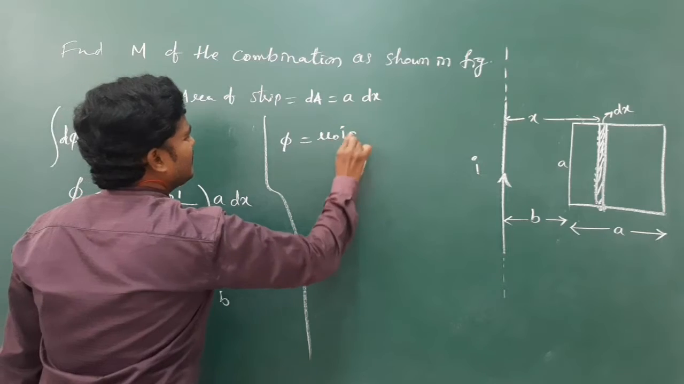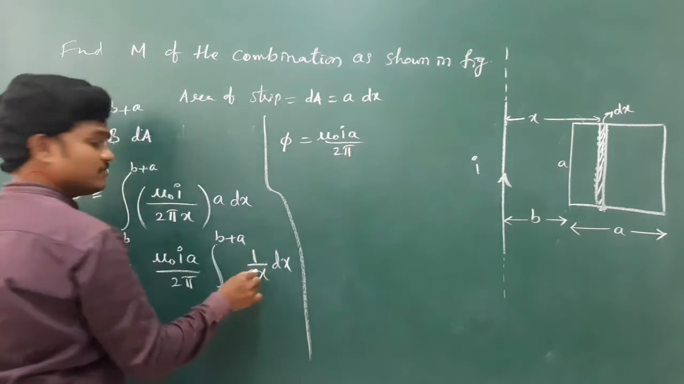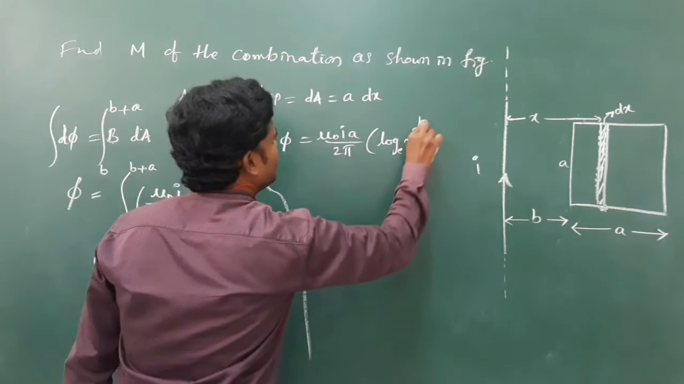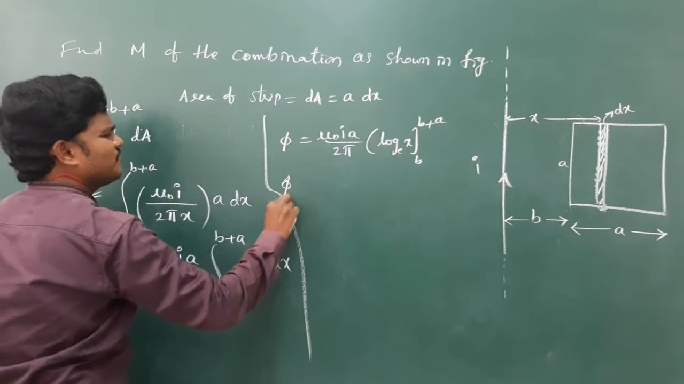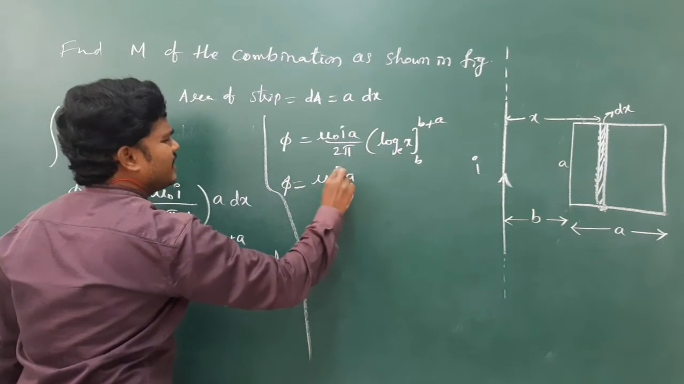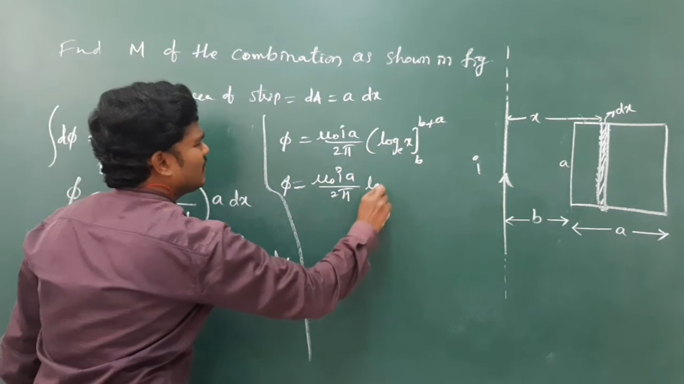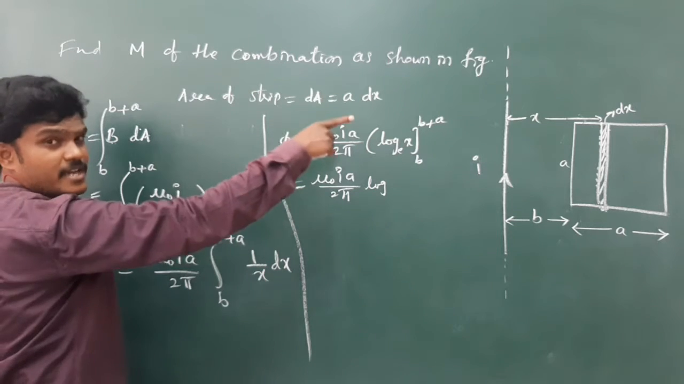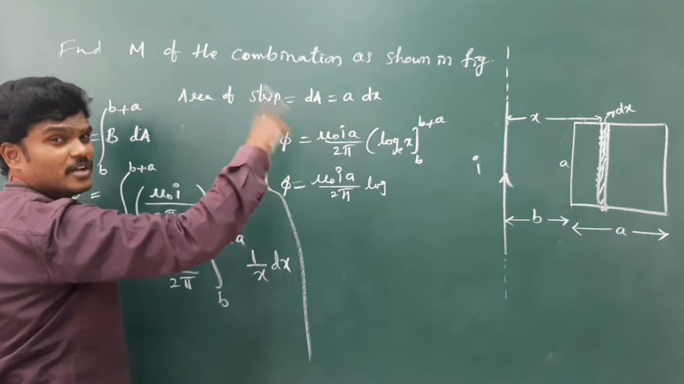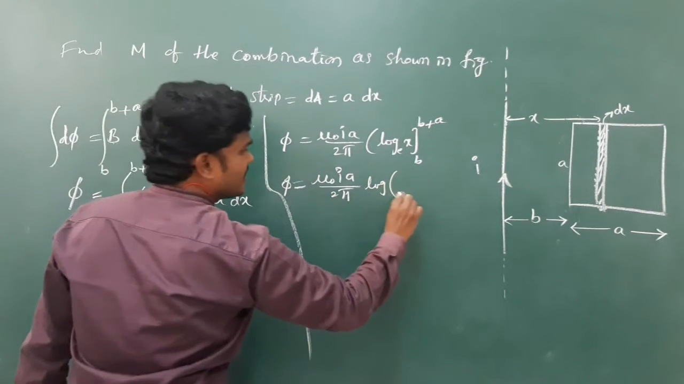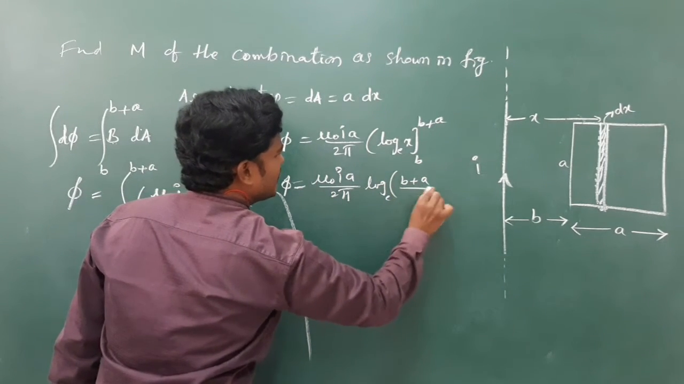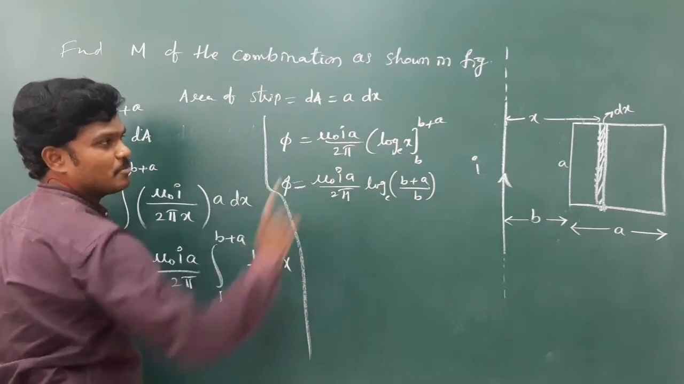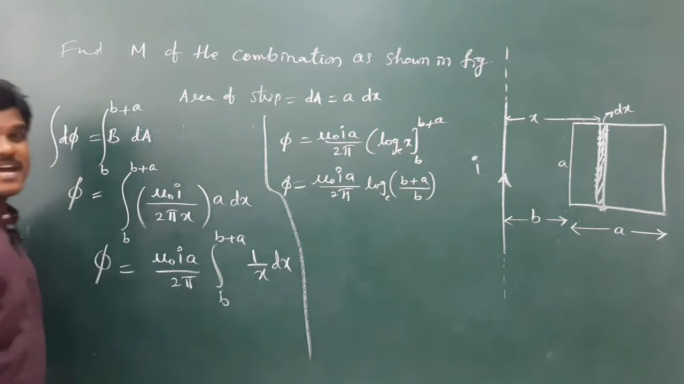Mu naught I A by 2 pi, this is 1 by x, nothing but log x. Limits are B and B plus A. So the flux is mu naught I A by 2 pi log of B plus A minus log B. You know the formula, log A minus log B is log A by B. Here we can write directly log of B plus A by B. See, this is the magnetic flux.